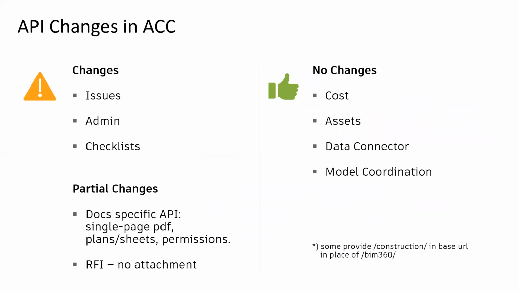This is a big picture version of API changes in ACC. Main changes you may want to be aware of are with the issues, admin, and checklist. Data management API that is common across Autodesk products has no change, but there are also Docs-specific APIs, and they are also slightly different. Ones under no change on the right side are compatible with ACC and BIM 360.